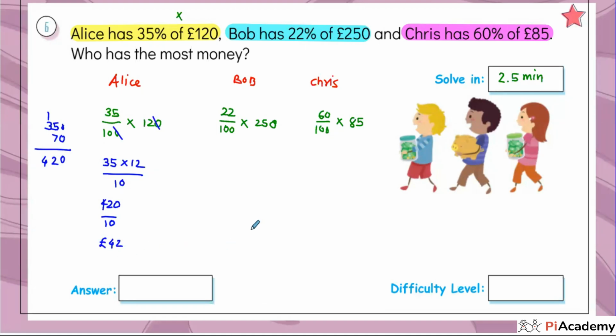Now let's do the same process for Bob. Here, as I told you, you can cancel the zero if available. After this, you can just multiply the numerator. So 22 times 25. As we know, 25 times 20 you can do, and that is how much? 500.